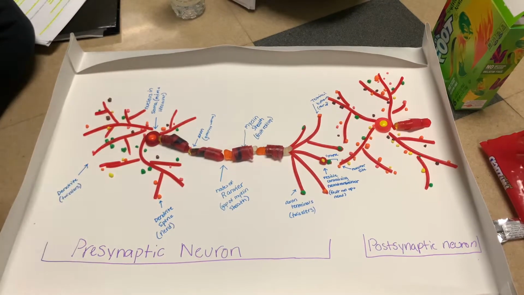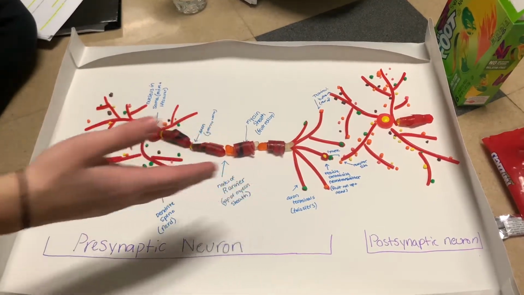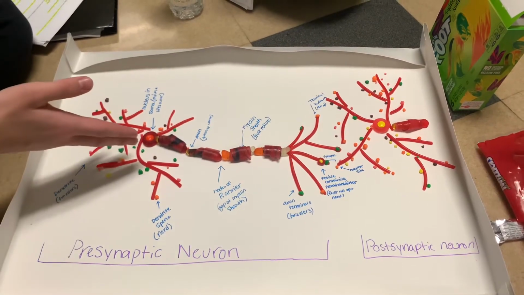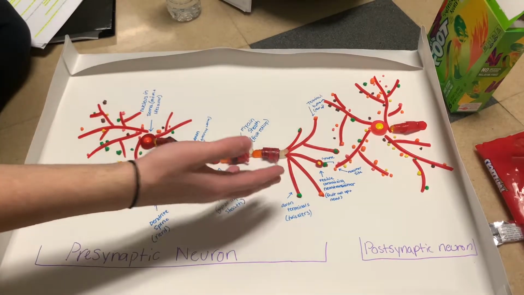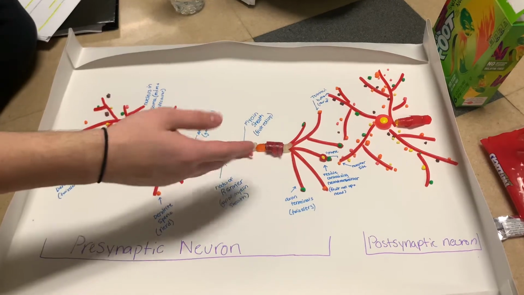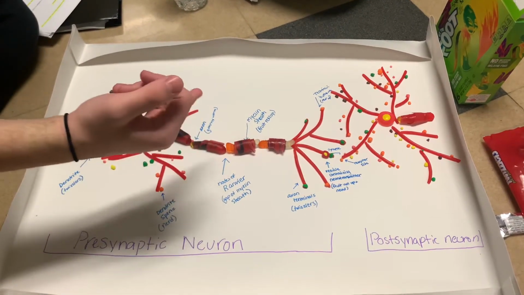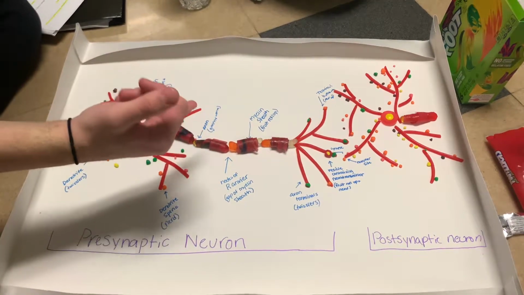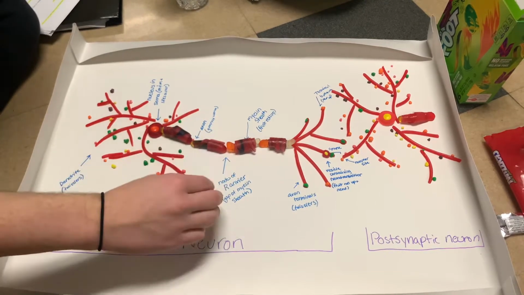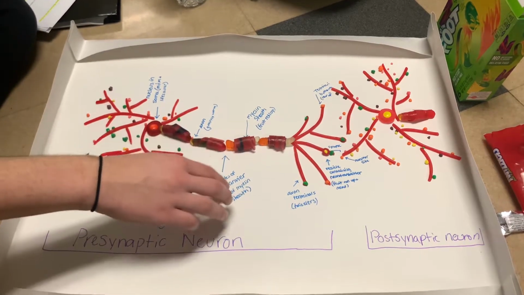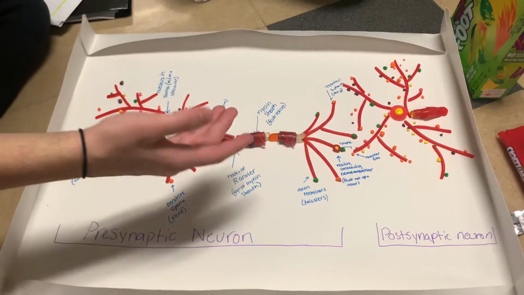middle. The nucleus controls the entire neuron, and it sends electrical impulses down the axon, which is represented by these gummy worms wrapped in fruit roll-ups, which is what is supposed to be the myelin sheath. And then the nodes of Ranvier are where there's gaps in the myelin sheath.